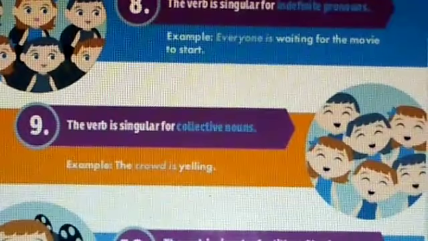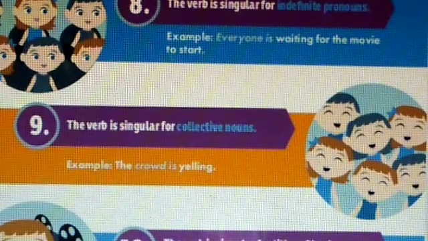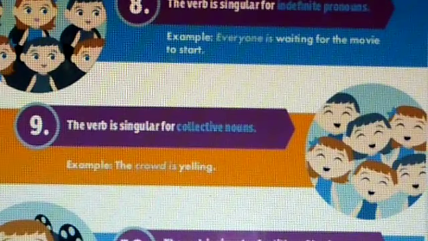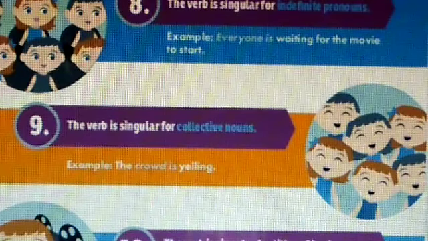Let's move on to ninth rule. The verb is singular for collective nouns. See the example, the crowd is yelling. That means they are shouting. The crowd is yelling.